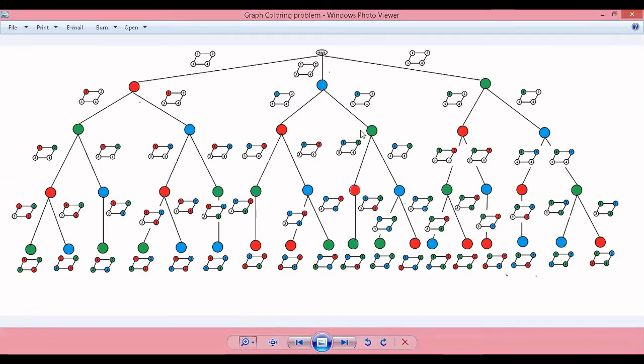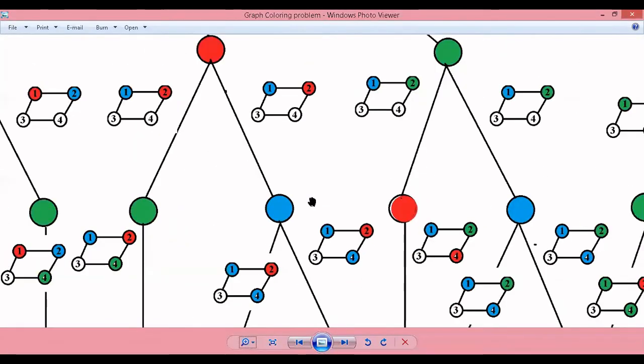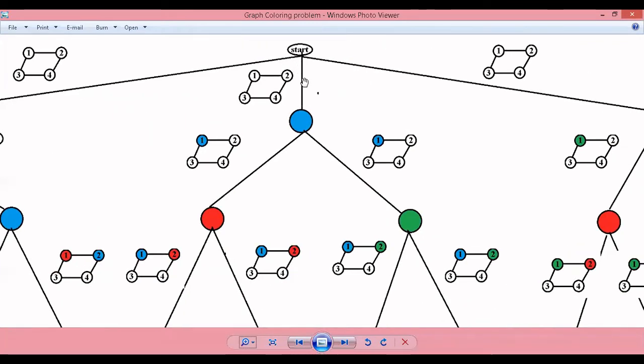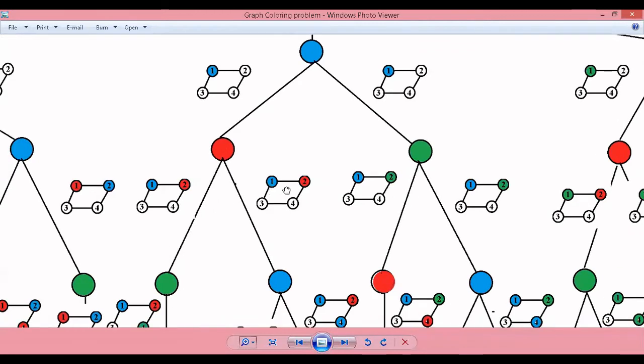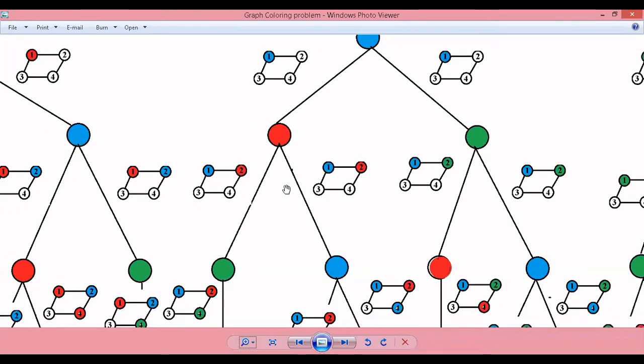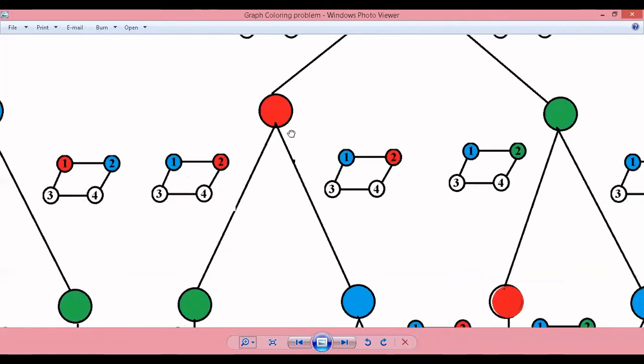Now one more example I will tell you, then finally I will go on with the problem. Just listen one more time, I'll explain. Now the second option: when my starting node is colored with blue, the second node is left with two choices, either red or green. Suppose if I take red, I'll follow this particular path.